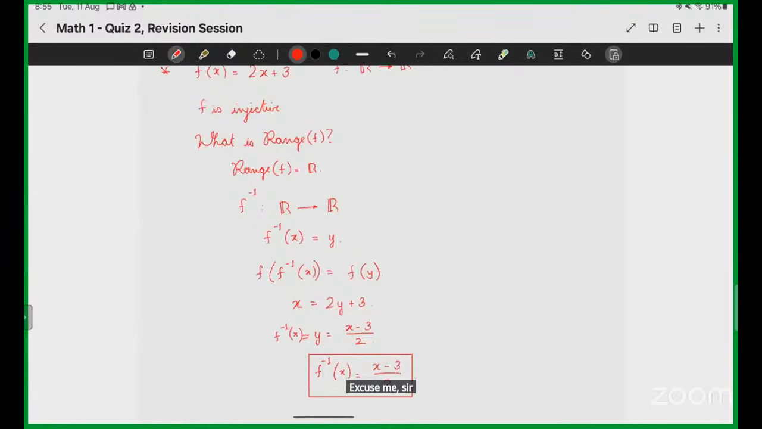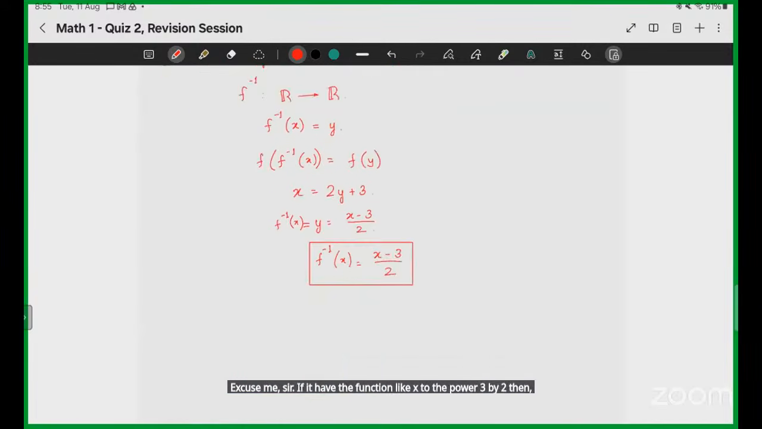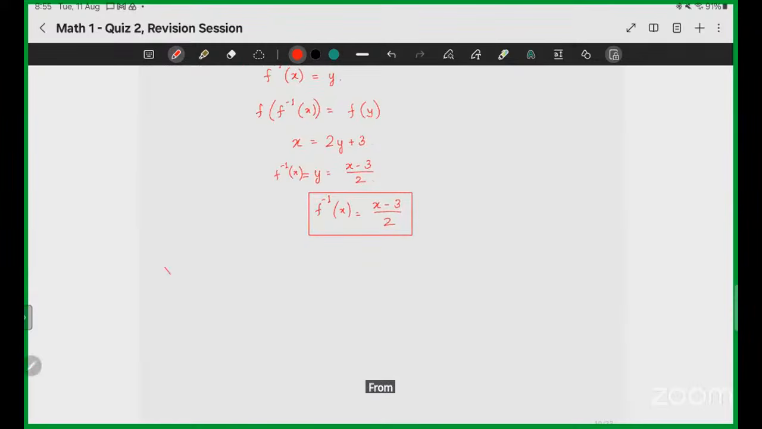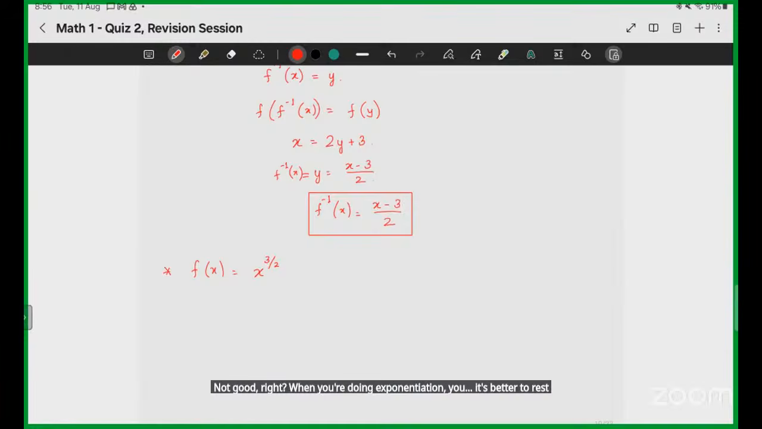Sir, if we take a function like x to the power 3 by 2, from R to R, f of x is x to the power 3 by 2. Well, R to R is not good, right? When you're doing exponentiation, it's better to restrict yourself to the positive side, because minus 1 to the power 3 by 2, what does that mean?